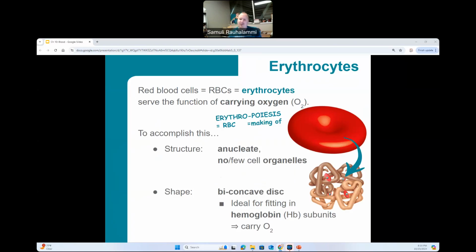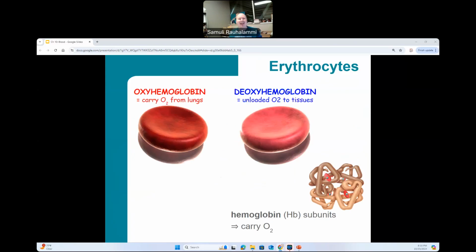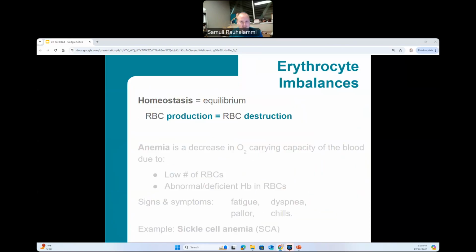What I want to do is return back to a concept that we've seen before. Let's look at the red blood cells with and without oxygen. We saw that when a red blood cell has been loaded with oxygen, it appears bright red in color because the oxygen is now bound to hemoglobin. And when a red blood cell does not have a lot of oxygen, it is more bluish or purplish in color. So oxygen has now been given to the tissues from the hemoglobins.